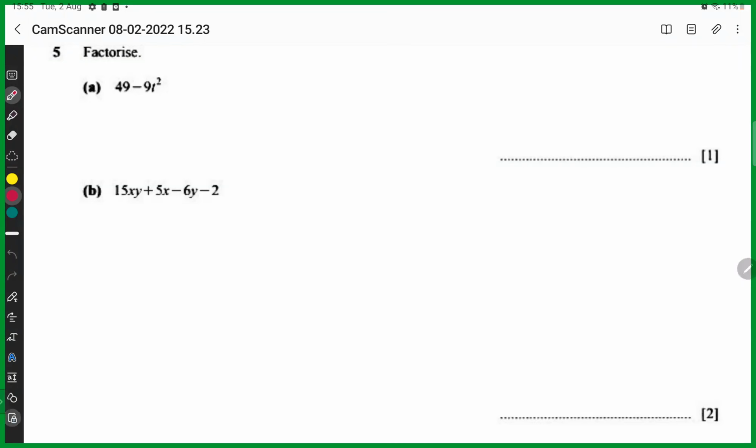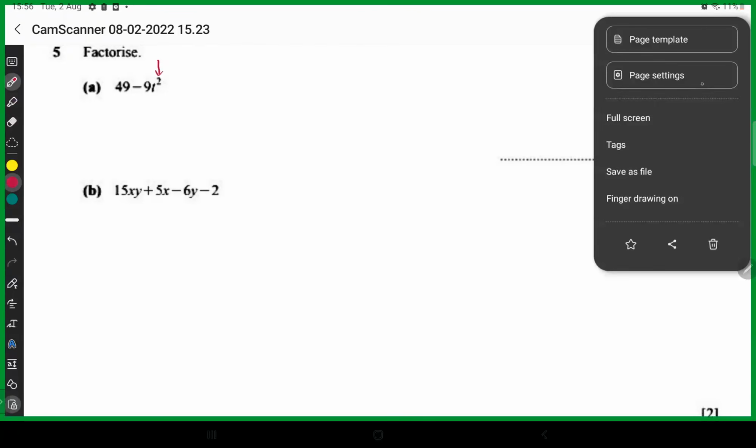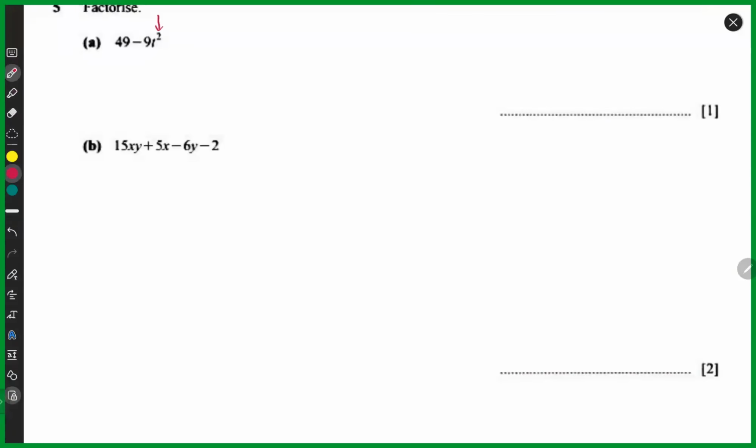The question says factorize 49 minus 9t squared. Now, again, you cannot see anything common. 9 is not there, 49 is not there, the table of 9. You cannot take 9 common, you cannot take 3 common, you cannot take t common. So why did the examiner even state you need to factorize? It means that it is quadratic, and certainly you would have some helping identity using which you would be able to solve this question.